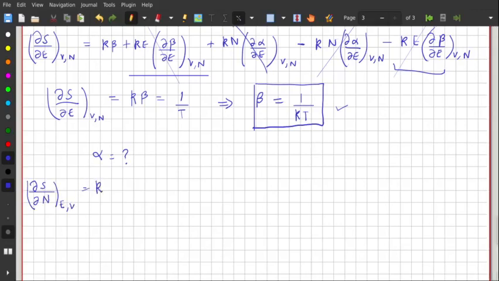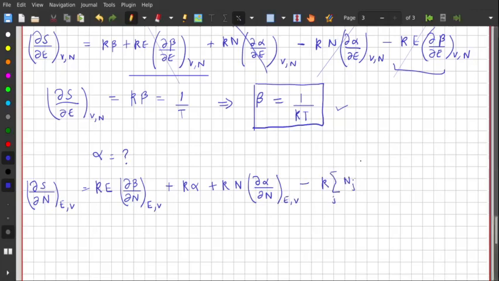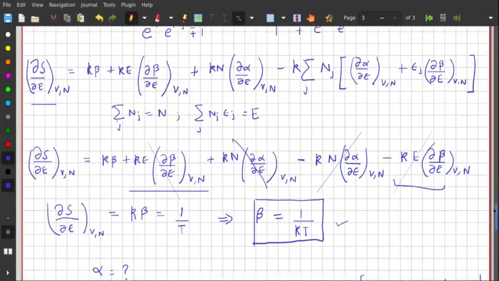This is k times the energy times partial beta partial N at constant E and V, plus k times alpha, plus k times N partial alpha partial N at constant E comma V, minus the Boltzmann constant, sum over j of N_j bracket partial alpha partial N at constant E and V, plus epsilon_j partial beta partial N at E and V. If you see the expression for S, we'll be able to see exactly how this came.